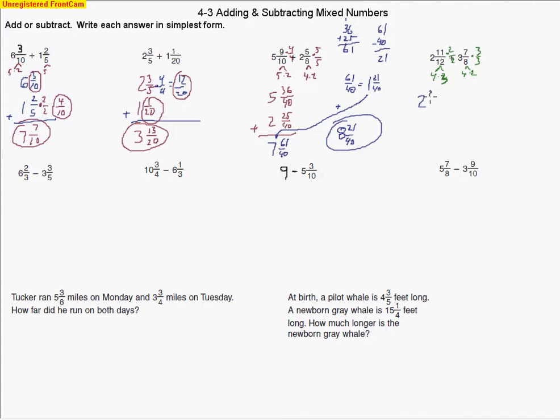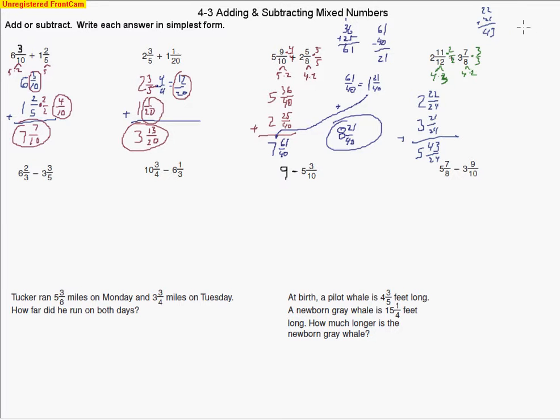So 2 and 22/24, and then 3 and 21/24. And so when I add those together, 2 and 3 again make 5, but 22 and 21, when I add those two numbers together, that gives me something bigger than 24. It gives me 43. And so I have 5 and 43/24. So I have that same situation again.